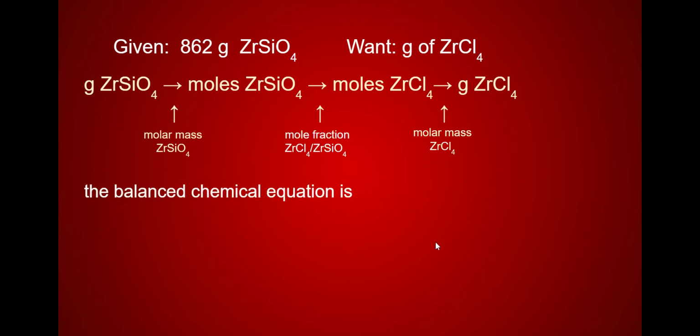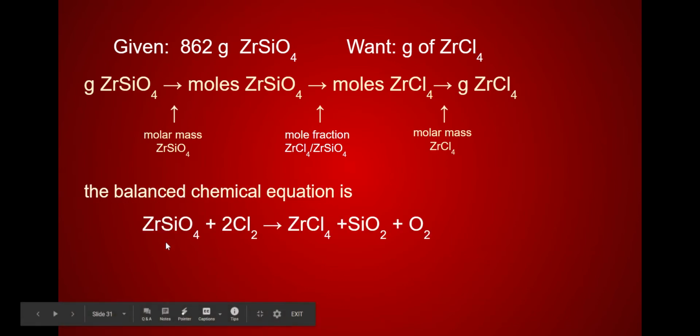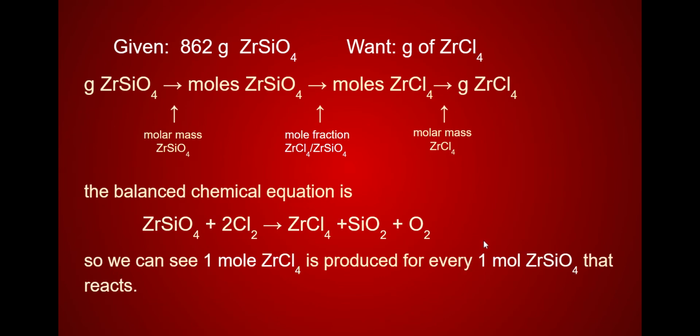All right, how about this mole fraction? Well, we're going to use the balanced chemical equation, and that is zirconium-4 orthosilicate, one of those, plus 2 chlorines goes to 1 zirconium-4 chloride plus 1 silicon dioxide plus 1 oxygen. So we can see that 1 mole zirconium-4 chloride is produced for every 1 mole zirconium-4 orthosilicate that reacts.